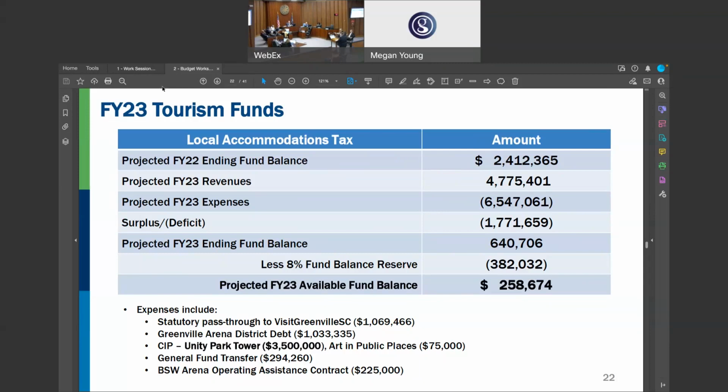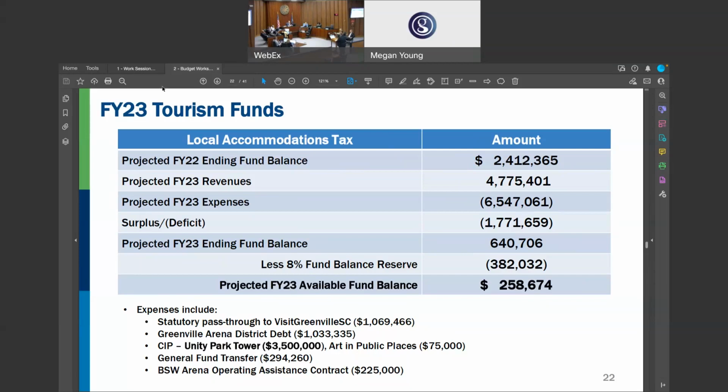So you can see in the projected progression on local A-tax, from the current year's ending balance of around 2.4 million, revenues of about 4.8, which would again be a high water mark for us, expenses of 6.5 million, resulting in an ending balance of about 260,000. And I'll show you on the next slide why that's not a troubling number for me.